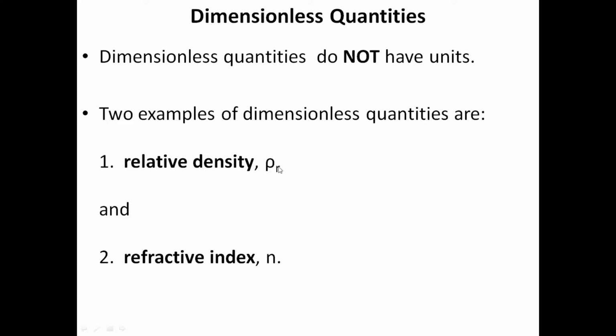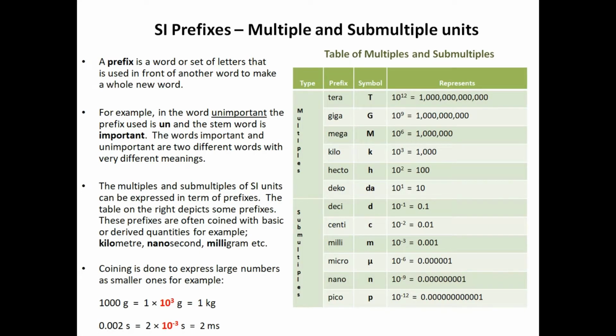Okay, relative density, you divide one density by another, comparing it to probably water or whatever it is at the time, could be mercury. Both of them would have the same units and so they cancel out. Okay, so that is why they don't have any units.